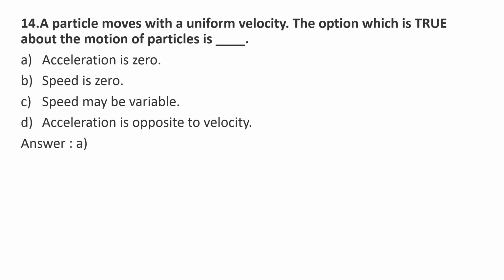When the object is moving with a uniform velocity, its acceleration is 0 because there is no change in velocity. So this is true, acceleration is 0. Option A is true. Option B, speed is 0. This is not true. Speed may be variable. This is also not true. Option D, acceleration is opposite to velocity. This is also not true. So the answer is option A.